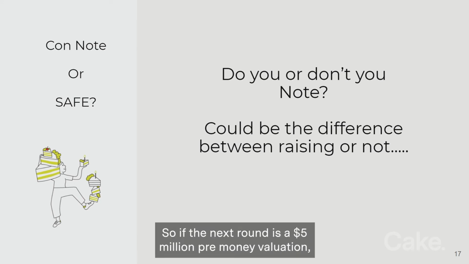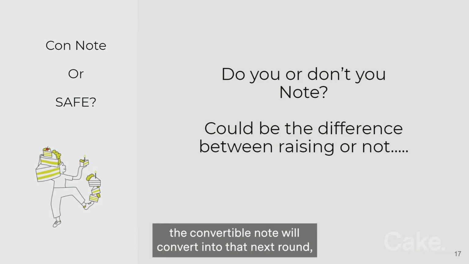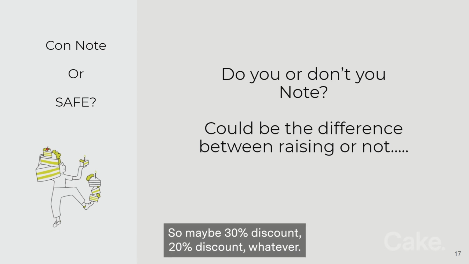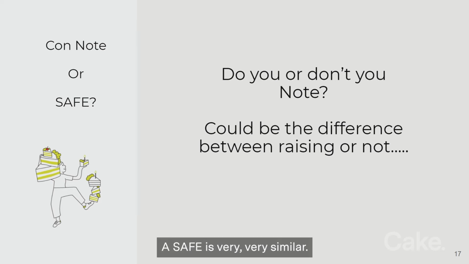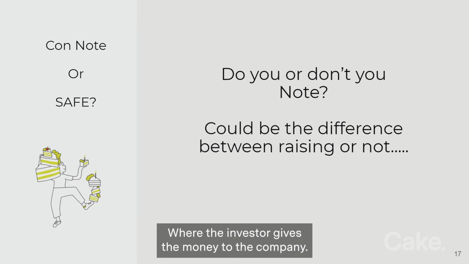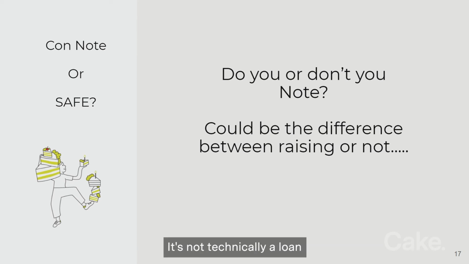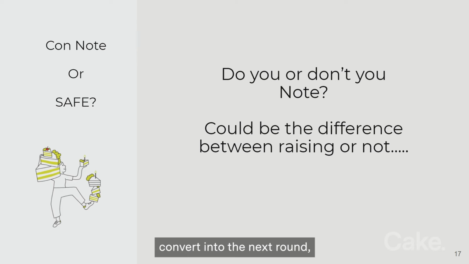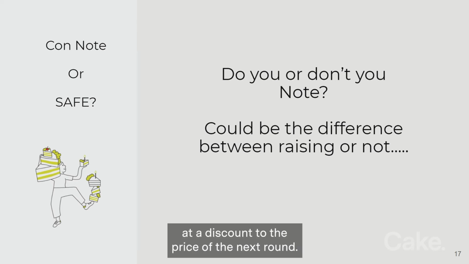So if the next round is say 5 million pre-money valuation, convertible note will convert into that next round, normally at a discount to the 5 million. So maybe 30% discount, 20% discount, whatever. A safe is very, very similar, where the investor gives the money to the company. It's not technically a loan, but it does still convert to equity when the next round happens. You can have different conversion terms, but I think 90% of these con notes and safes convert into the next round at a discount to the price of the next round.